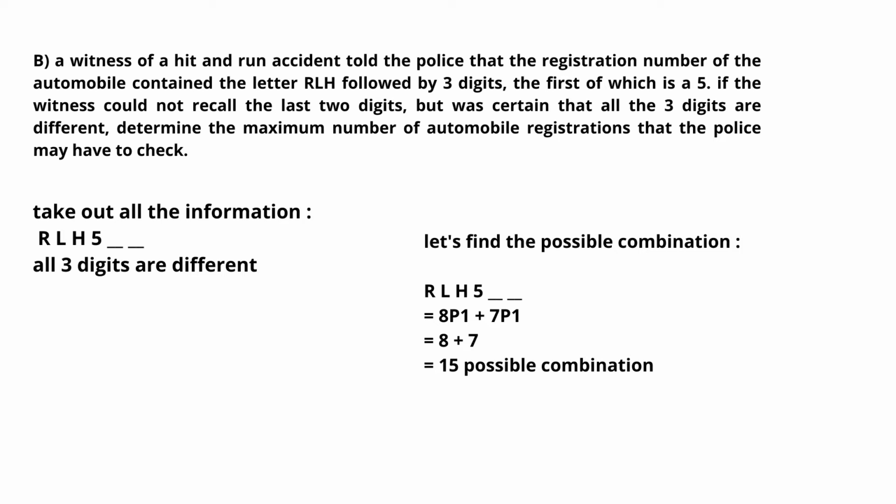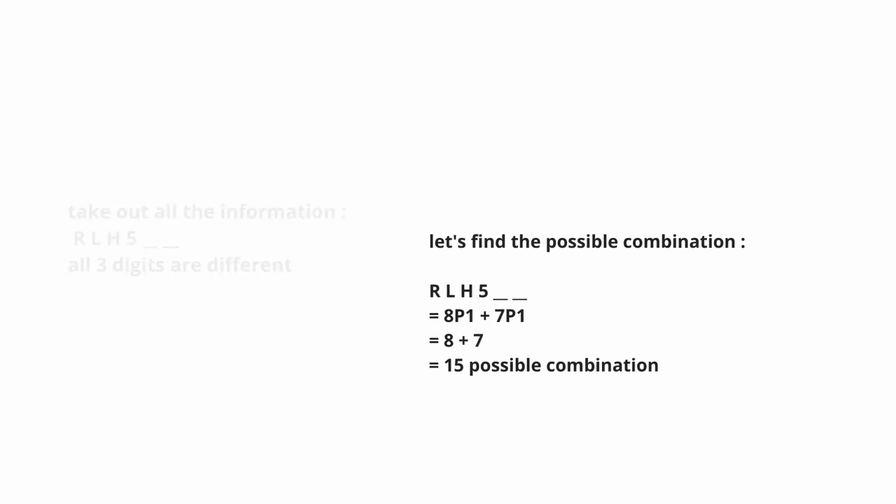So now let's find all the possible combinations. We have R, L, H and 5 here, and another 2 digits. Since registration numbers only have 9 possible digits, we're going to use 8 because we already used one here. So 8P1. This one is going to be 7 because we already used one here. So 8 plus 7 is going to be a total of 19 possible combinations. So that's all for this question. Next, we're going to move on to question C.